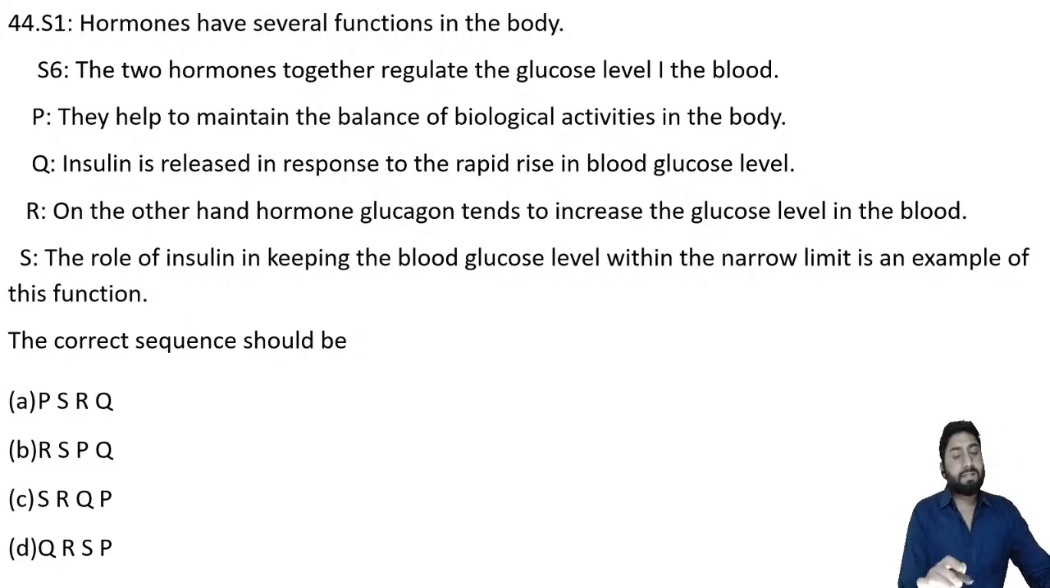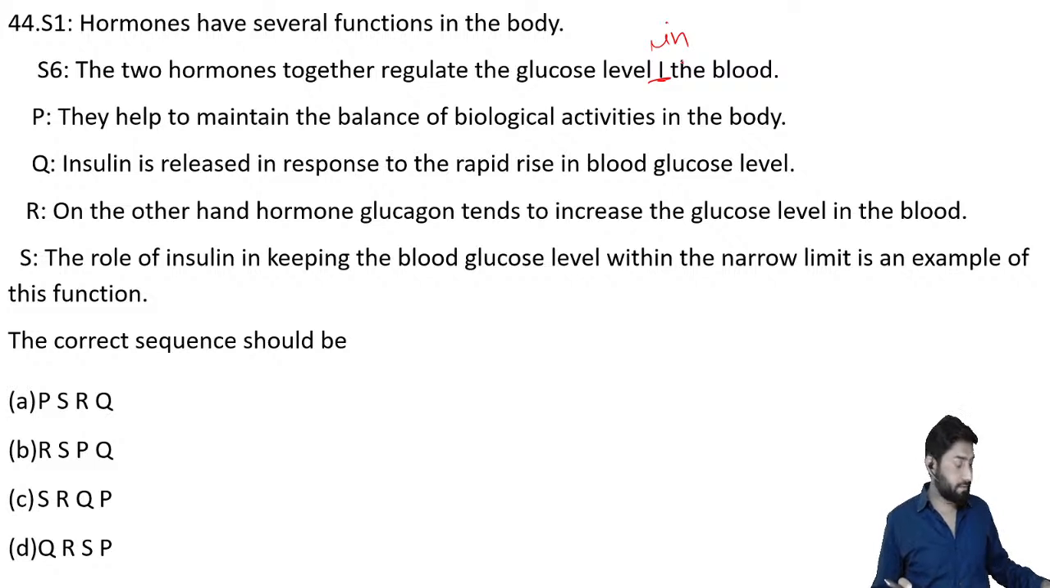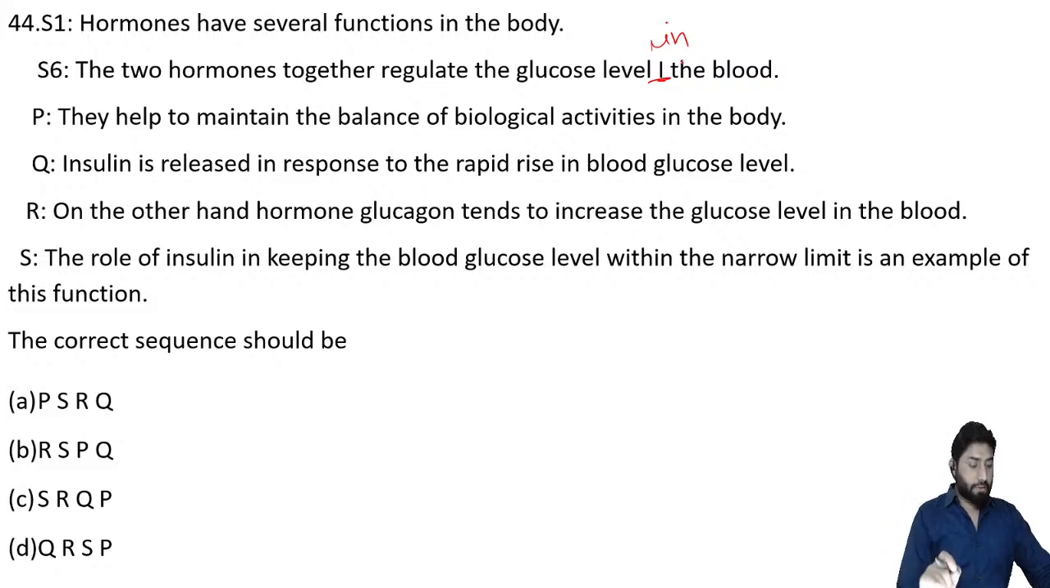So hormones have several functions in the body. The two hormones together regulate the glucose level in the body. There might be some mistake, I think, in the level in the body. It has to be in here. It's a typing mistake, so ignore that. That's the reason I'm keeping the paper here with me. Now, so now let's work on this 44.